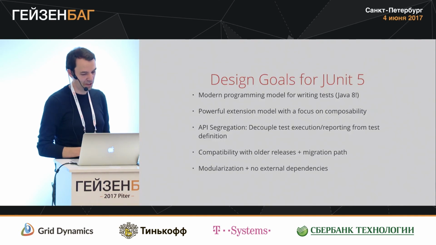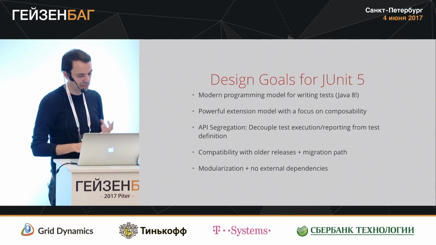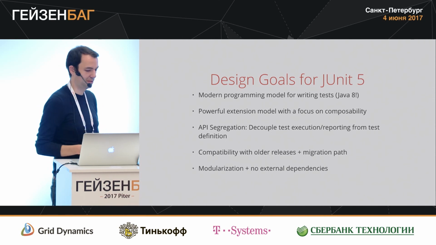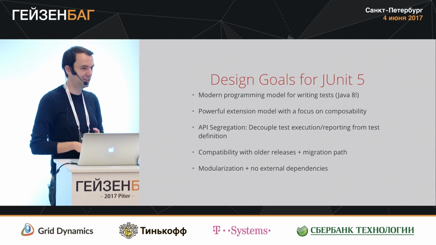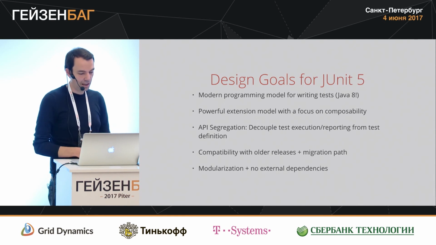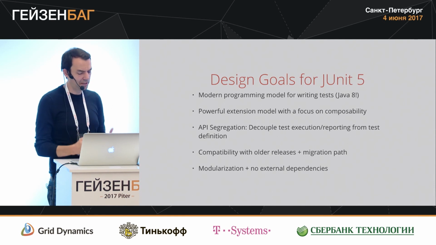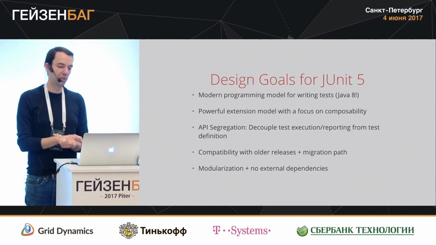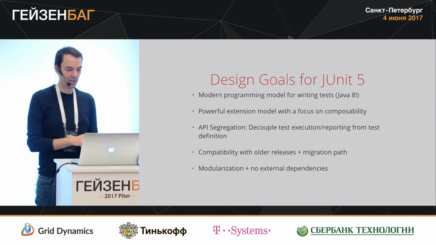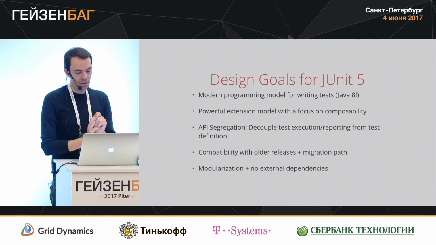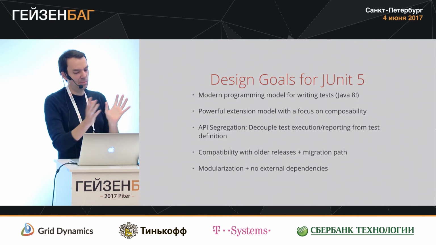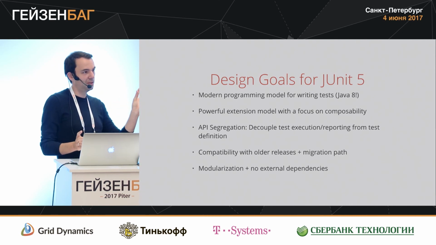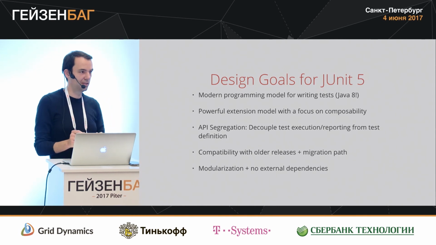So the design goals for JUnit 5 were, we of course want a modern programming model. JUnit 4 still is compatible with Java 5. So we want to use Java 8 features, not only in the implementation of things, but also in the APIs. And we want to have a coherent, powerful extension model with a focus on composability. In order to do that, we wanted to segregate the APIs. We wanted different APIs that allow you to execute tests and to write tests.